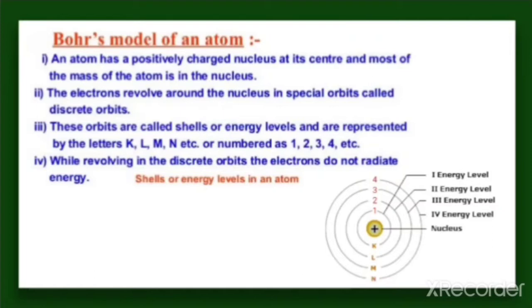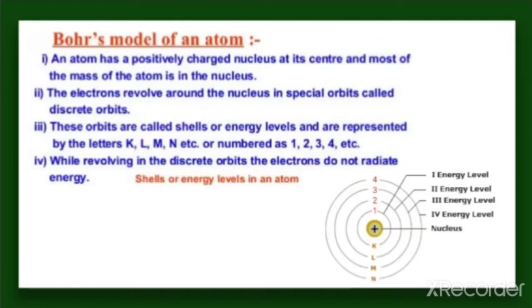That is, an atom has a positively charged nucleus at the center, and most of the mass of the atom is in the nucleus. The electrons revolve around the nucleus in special orbits, which are called discrete orbits. Orbits can be named as shells or energy levels.